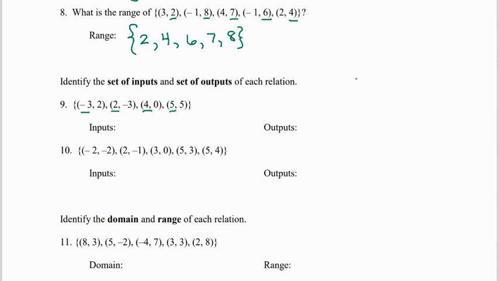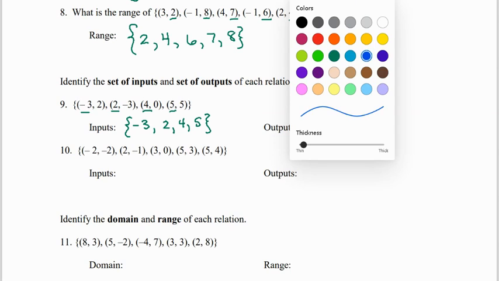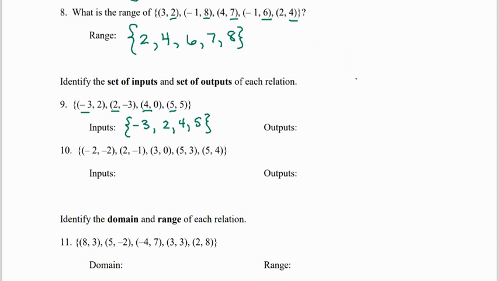So I underlined those in green, and now I put them in braces in order. And so I'm going to go from least to greatest, and the good news here is that they already are in least to greatest. So there's my inputs. I'm going to take blue and highlight my outputs. The blue is the Y values. And those are my outputs.